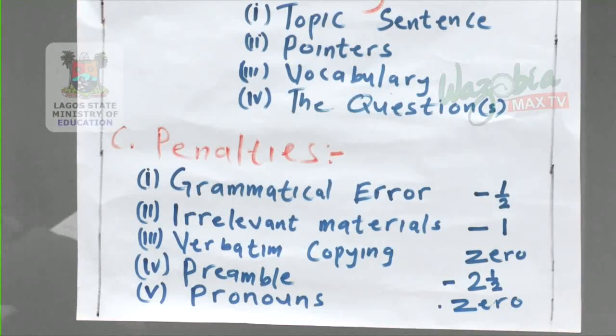The first error is this. WAEC and NECO accept that the examiner must deduct half a mark for a grammatical error. What do I call a grammatical error? Let me give an instance.